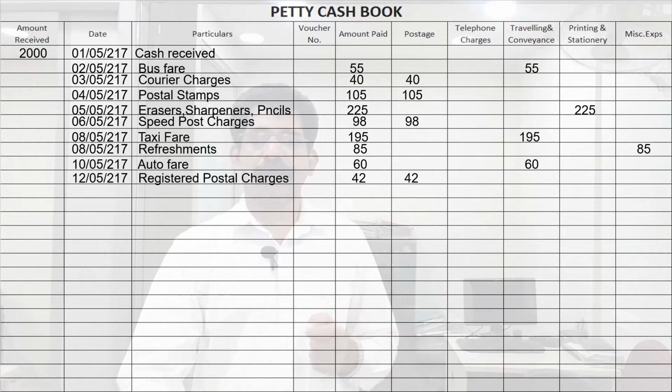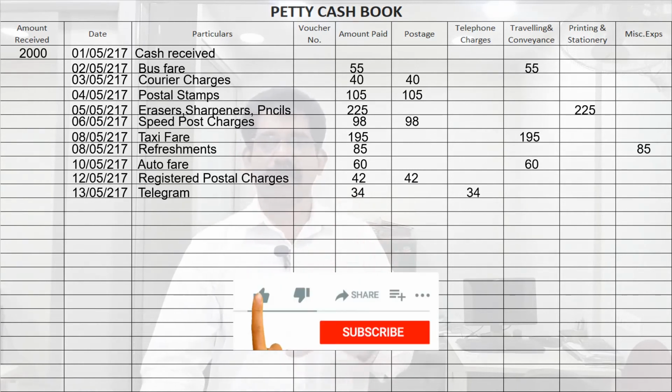13th May, telegram rupees 34. 13th May, particulars column telegram. Under telephone charges, telephone and telegram charges, we can record rupees 34. Take the total to the total amount column.